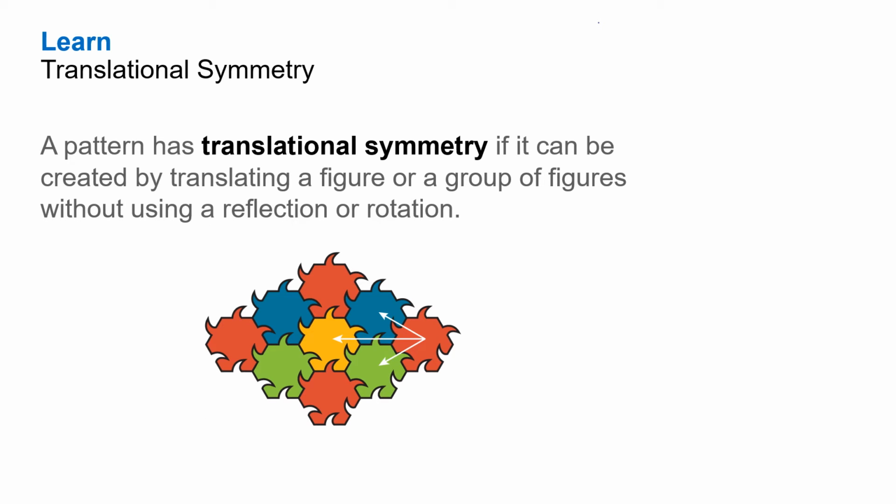A pattern has translational symmetry if it can be created by translating a figure or group of figures without using a reflection or rotation. So you see in this example, the red figure on the right side is being translated according to those 3 vectors to create the blue figure, the yellow figure, and the green figure.